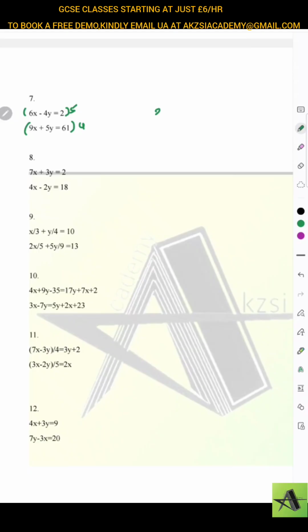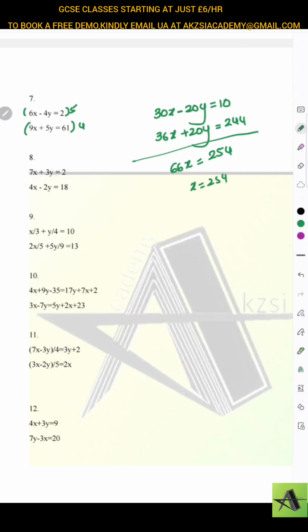This will become 30x minus 20y equals 10, and this will become 36x plus 20y equals 244. Clearly the 20y terms have opposite signs, so we just need to add them up. This will give me 66x, y will become 0, and this will become 254. So x equals 254 over 66. Let me simplify by dividing by 2, which gives 127 over 33.